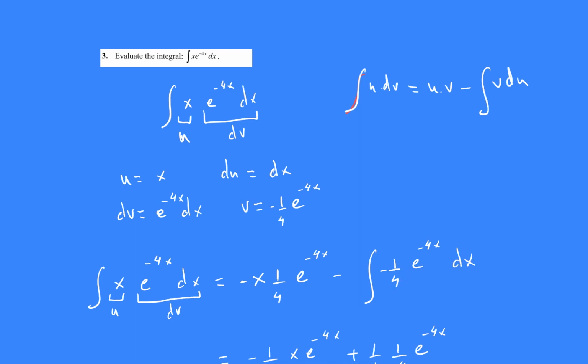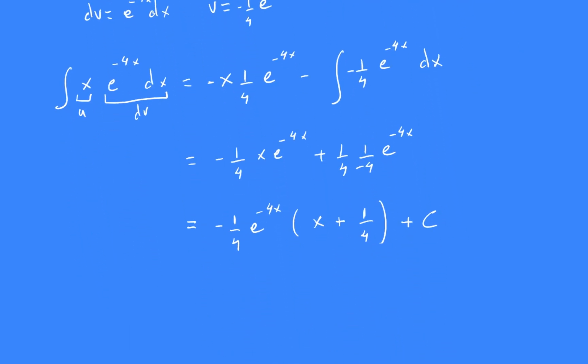It will be minus 1/4 e to the minus 4x. This is the integral of e to the minus 4x. The integral of e to the minus 4x is minus 1/4 e to the minus 4x. And the problem is solved. So now you can take common factor e to the minus 4x, and the solution will be written in this way, plus C. And this is the final solution. Okay, let's go to the next problem.